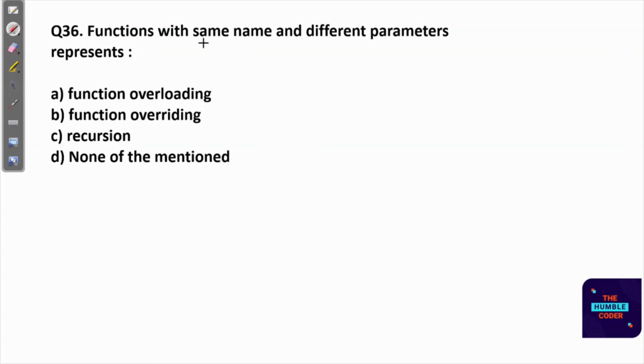Functions with same name and different parameters represent function overloading, function overriding, recursion, or none of the mentioned. So it's definitely not recursion and not none of the mentioned. It is among one of these two. So the correct answer is option A, that is function overloading. Functions having same name with different parameters.